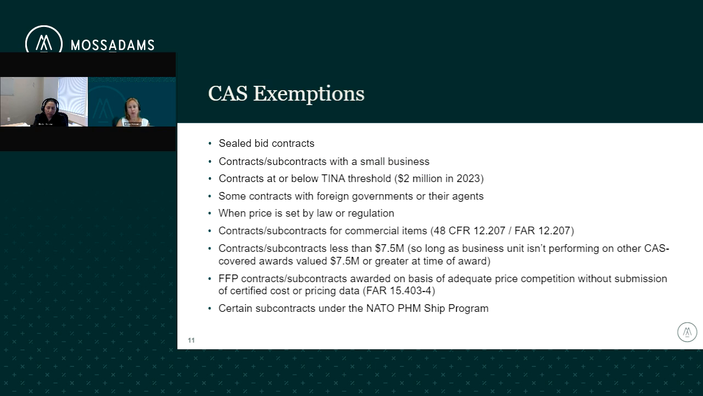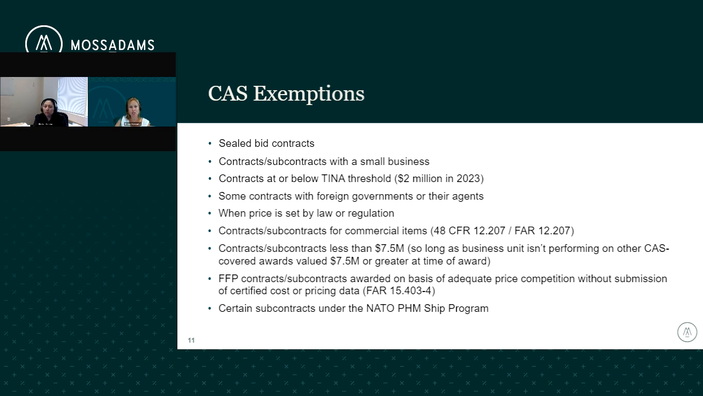So, first it's important to understand and determine if the contractor or the contract meets one of the exemptions. A common example that we see is with small business. So small businesses are exempt from CAS. And the determination of a small business is typically determined by the entity's NAICS code, based on the industry they operate and based on their number of employees or revenue amount. This list here shows some other types of exemptions, like a sealed bid contract, contracts below the TINA threshold, other things like that.